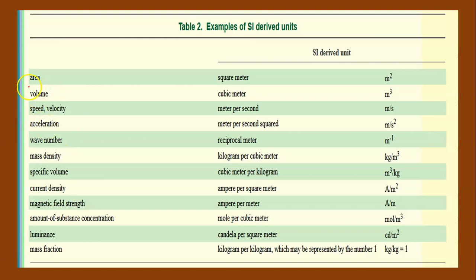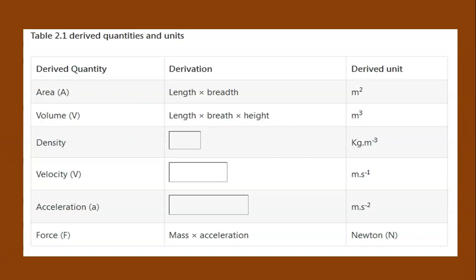You can see the area, and the unit is square meter, m squared. Okay, pause this video, go through all of them. There are a lot here. You can see volume, speed, velocity, and we can even see magnetic field strength. You have a whole lot of them. Alright, this is just some of them. So let's go into the derivation of this.